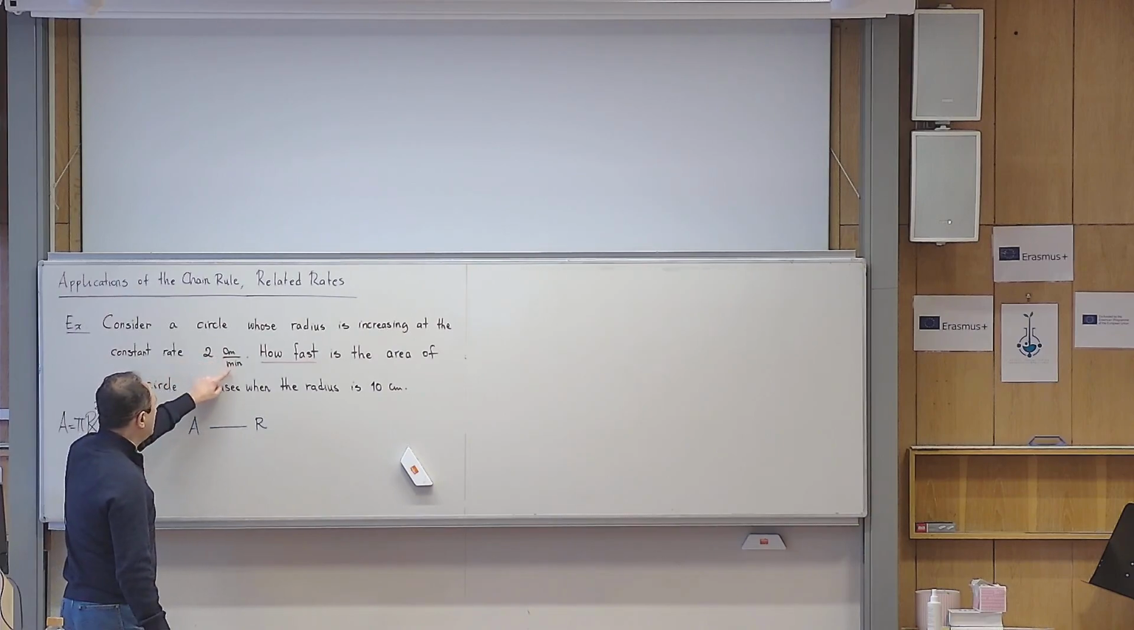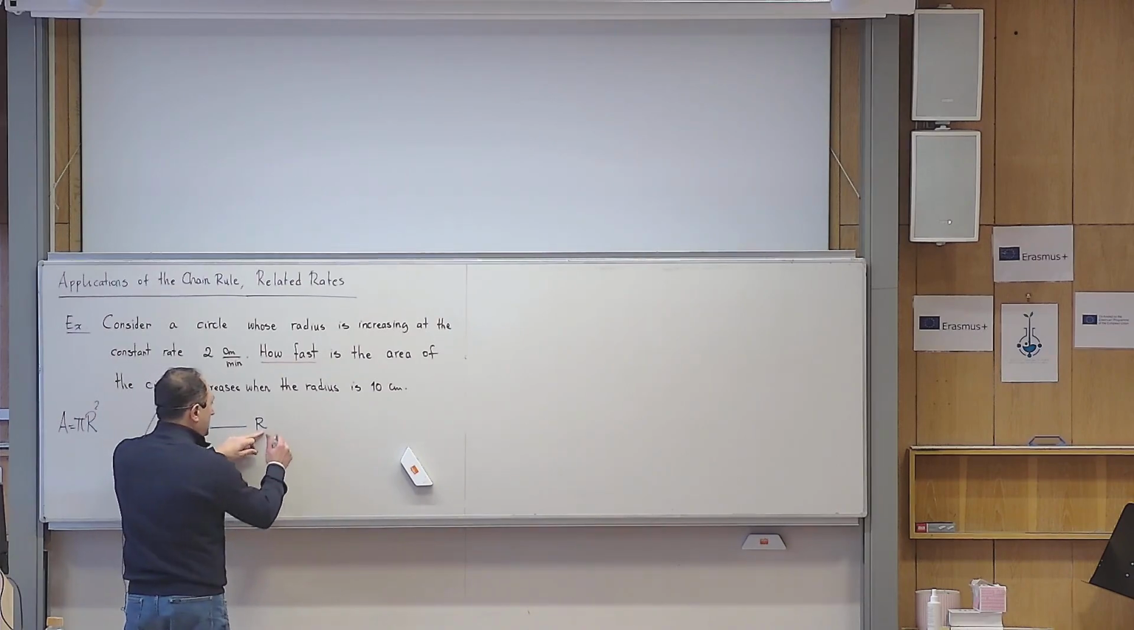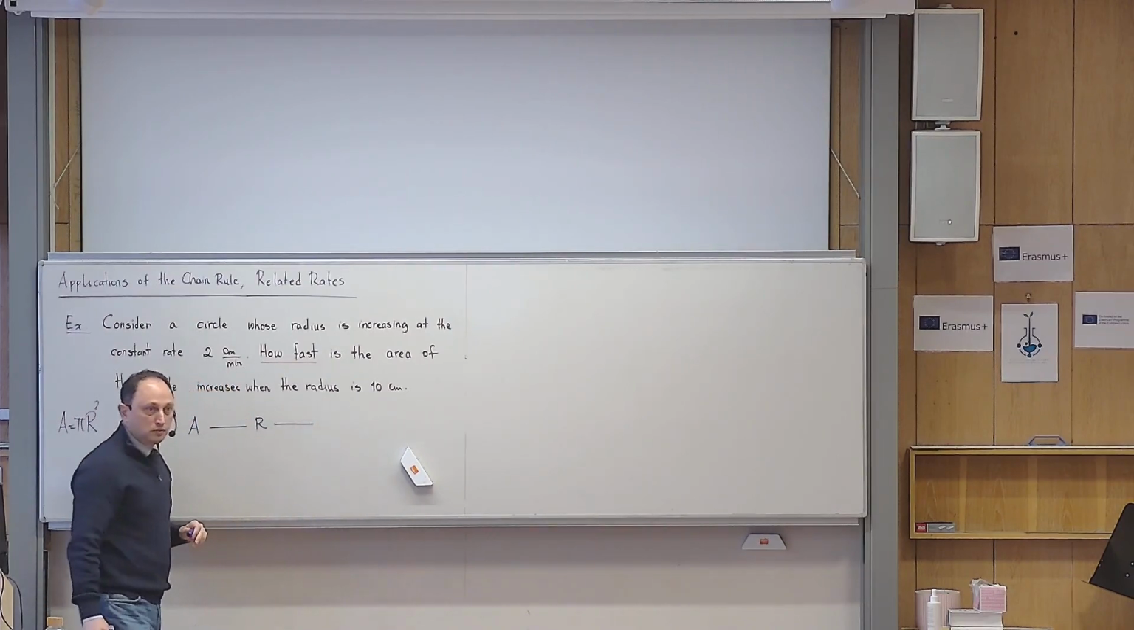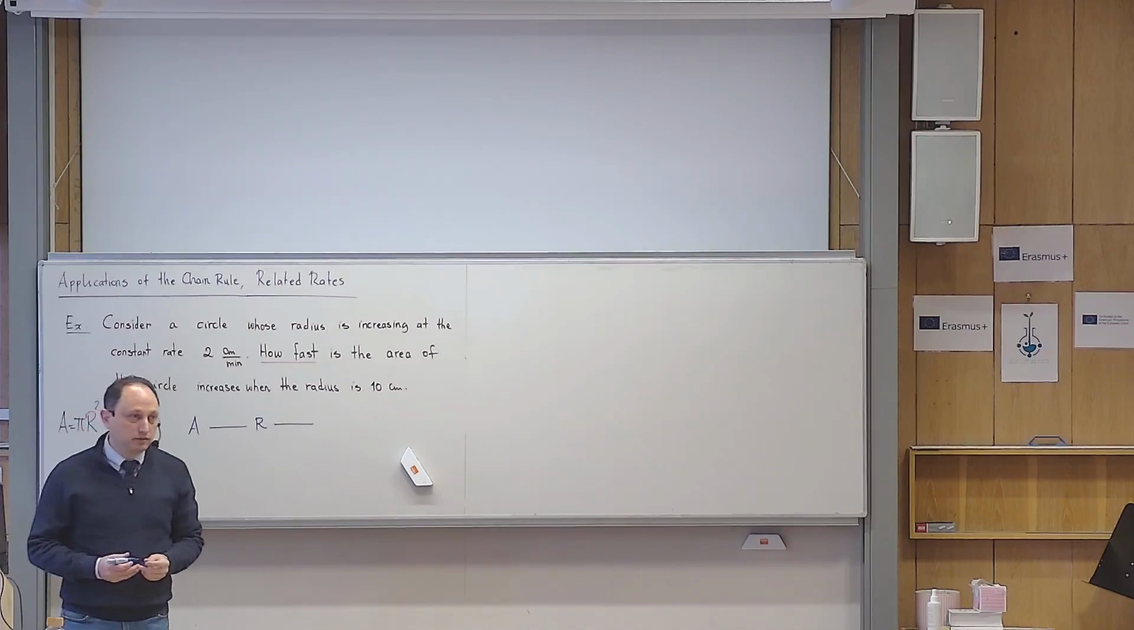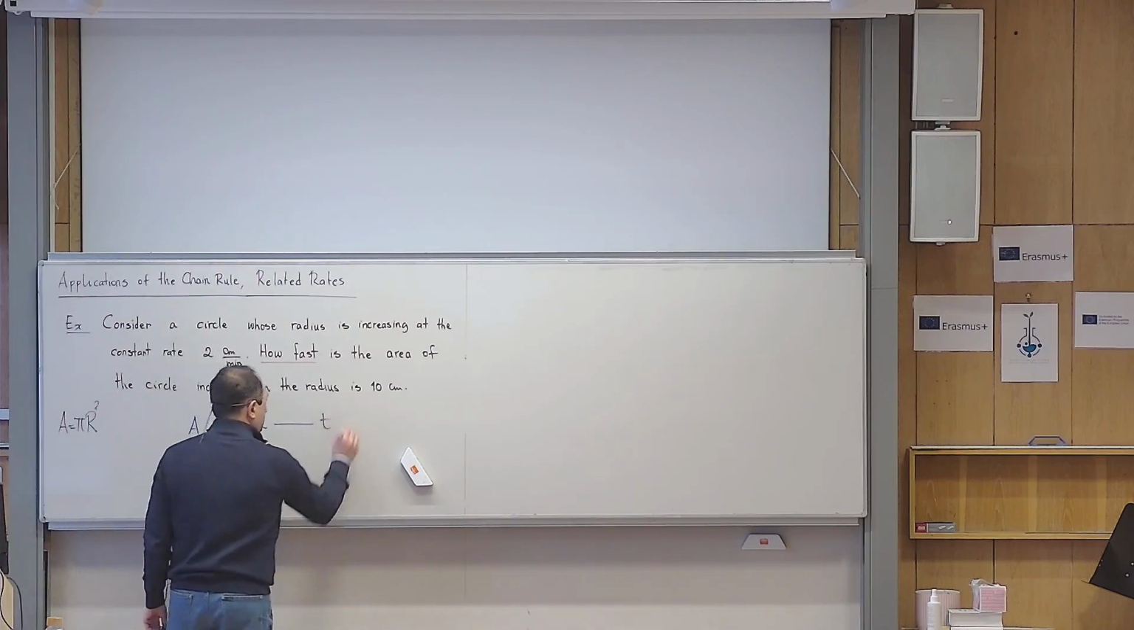of 2 centimeters per minute. It means they are telling you that over time, the radius is increasing. So it means that the radius is also a function. But a function of which variable now? Which? Time. So let me call it t for time.